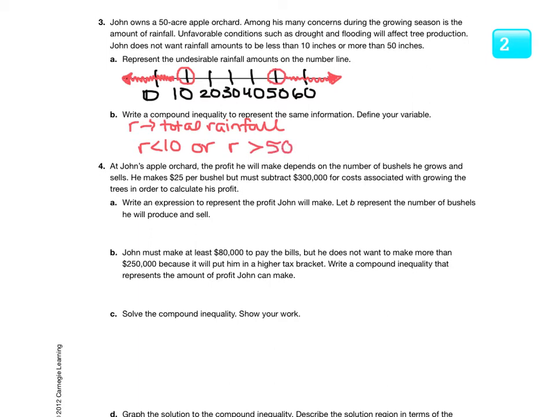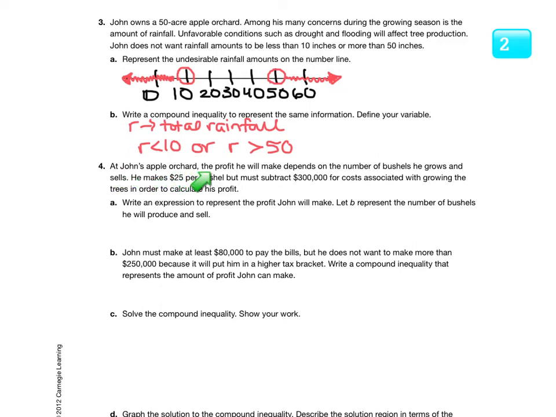Why do I have to use the word or there? Well, think about it. You can't have a drought and a flooding situation occur in one season. Either it's going to be a drought, or it's going to be flooding, or it's going to be perfect, which is represented by 10 through 50. That would be a perfect growing season. Down here is a drought, or up here is flooding. So that's why we have to use the word or.